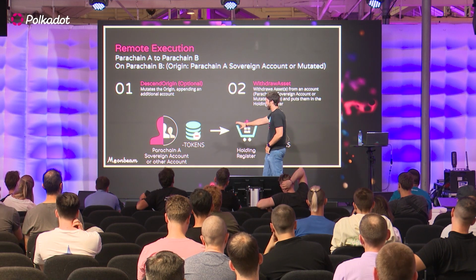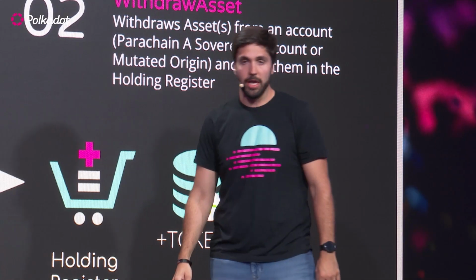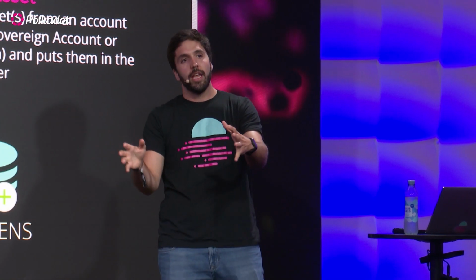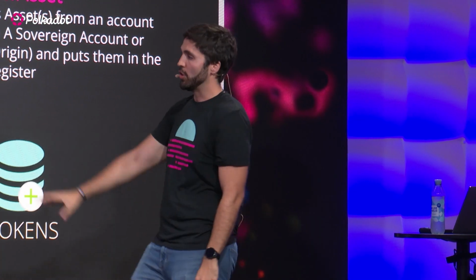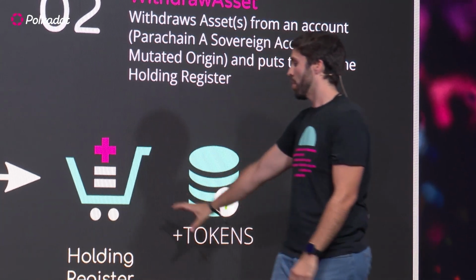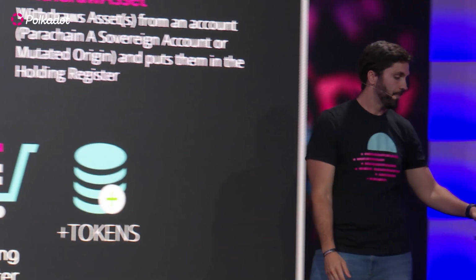And then those assets are going to be put in something called the holding register. The way that I explain the holding register is like a shopping cart. You put them in a shopping cart that you don't own anymore, but it's there to be used later on in the XCM execution, okay? So you take funds out of this computed origin, remote origin, and you put them in this shopping cart to be used later.